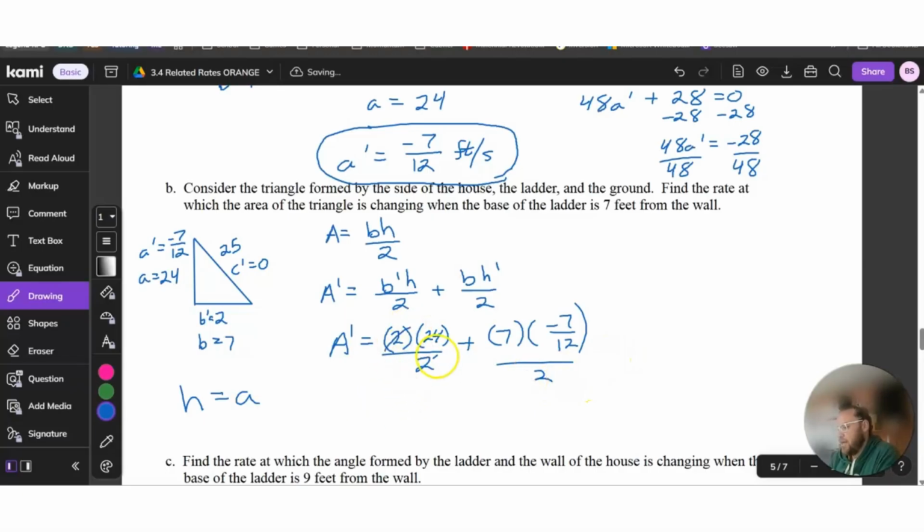So these 2's will cancel. I'll get 24 minus 49 over 24. Why? Because keep, change, flip, right? If I divide by 2, it's the same as multiplying by 1/2. And then somebody put that in their calculator.